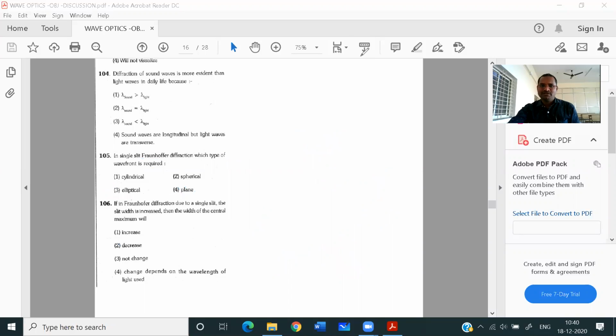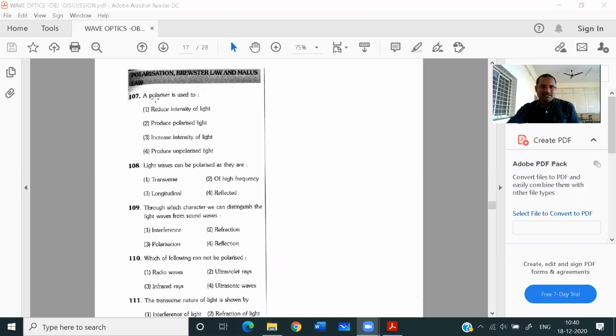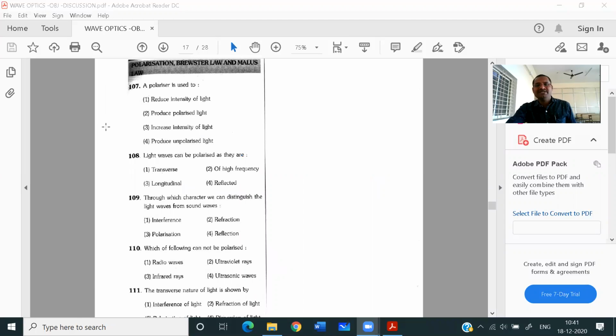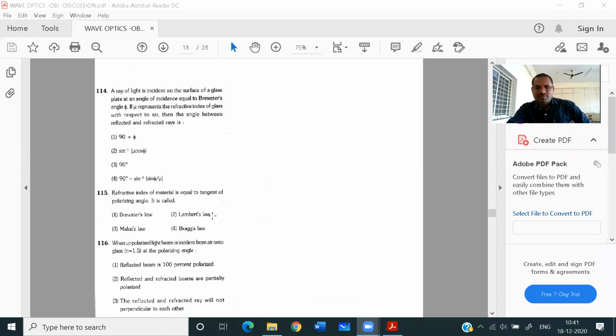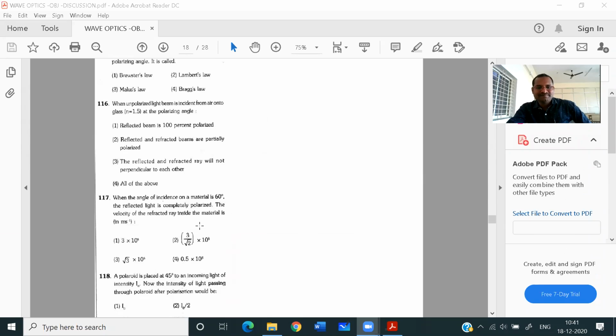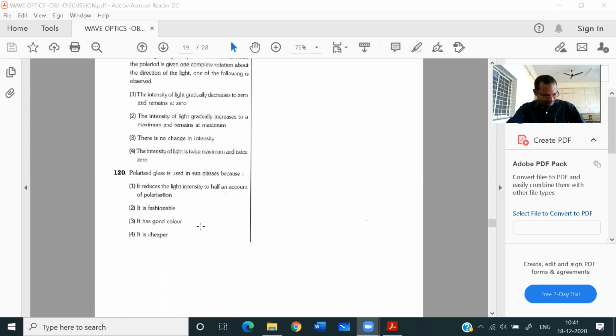Now the next and last topic: polarization, Brewster's law and Malus law. About this we have already discussed a few points. So many questions we have discussed, and objective points we have discussed already. Just read them and go on ticking. All of these are easy questions. Every point on this we have discussed. Clear? Students, are you understanding what I am saying?